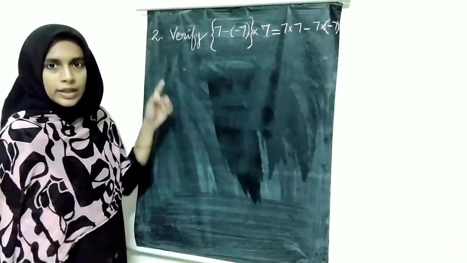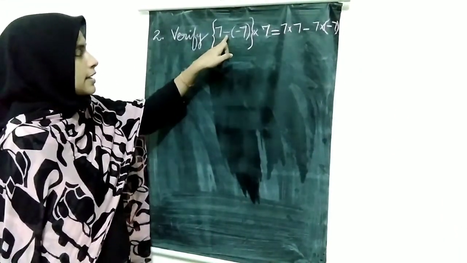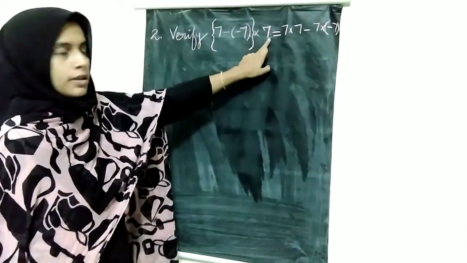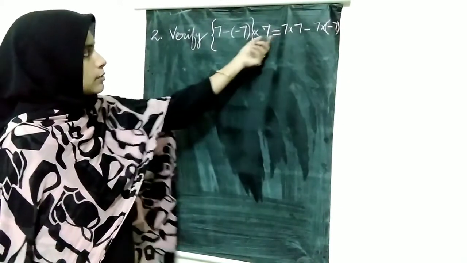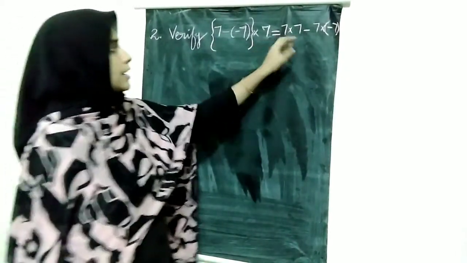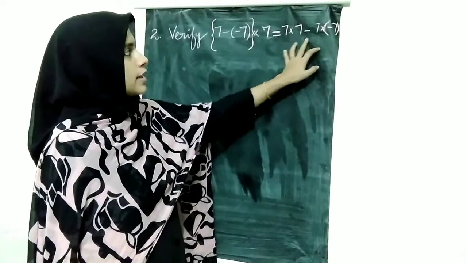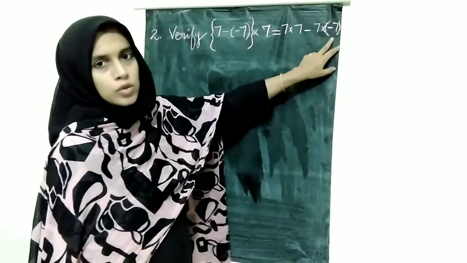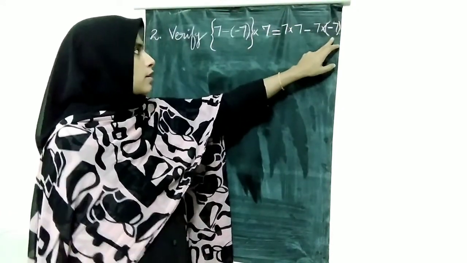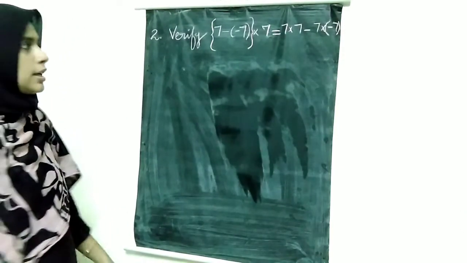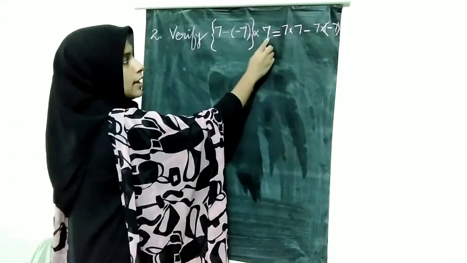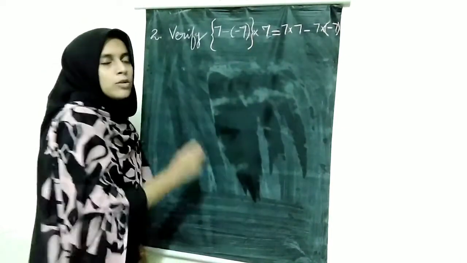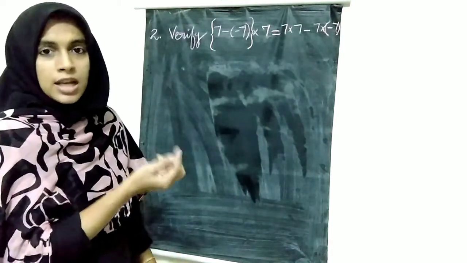Next question. Verify 7 into (7 minus 7)... so this together multiplying with the 7. Then it is equal to 7 into 7 minus 7 into (minus 7) into (minus 7). Okay. So when you see the question itself, you can see here the common number is 7. The number which is coming outside the bracket, that is the common number.